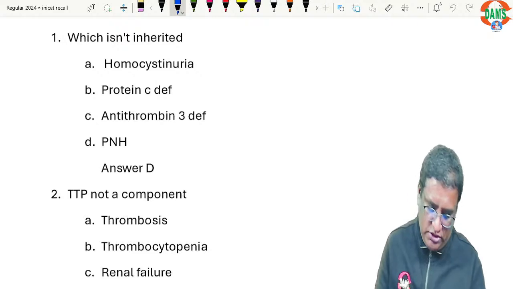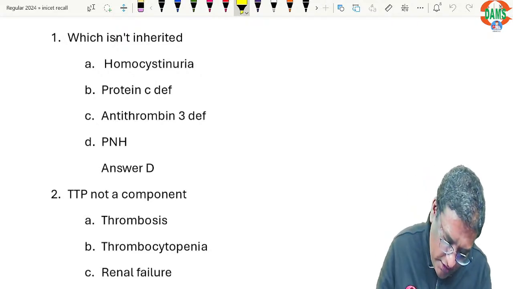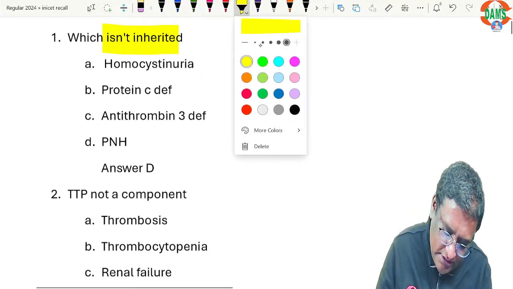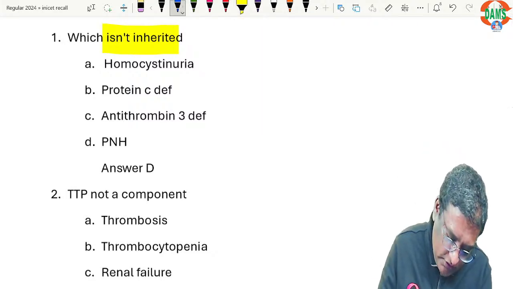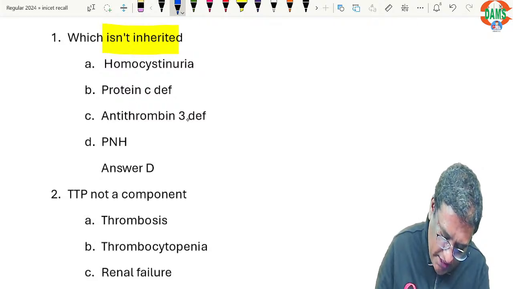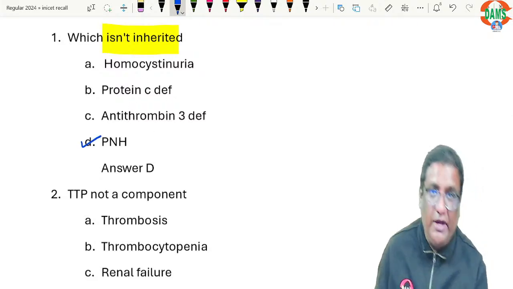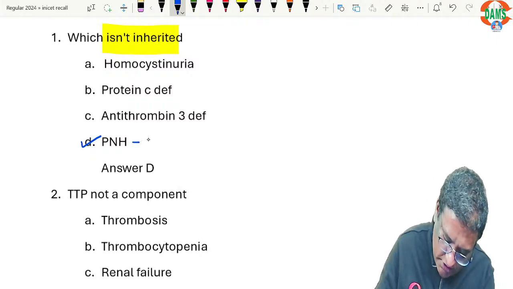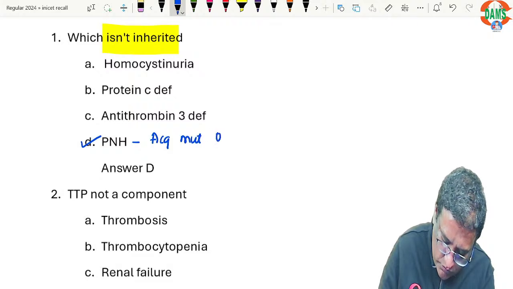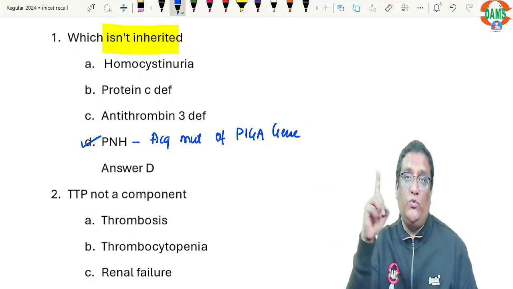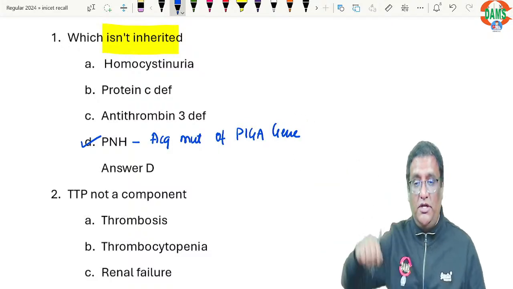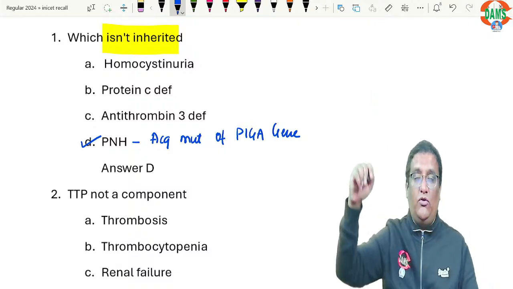Question number one: which of the following is not inherited? The options were homocystinuria, protein C deficiency, antithrombin III deficiency, and PNH. PNH, we all remember, we studied this in the class. It is an acquired mutation of the PIGA gene. In the class test I had given one question about PNH, and even in TND there was one question, which of the following are true, all except.